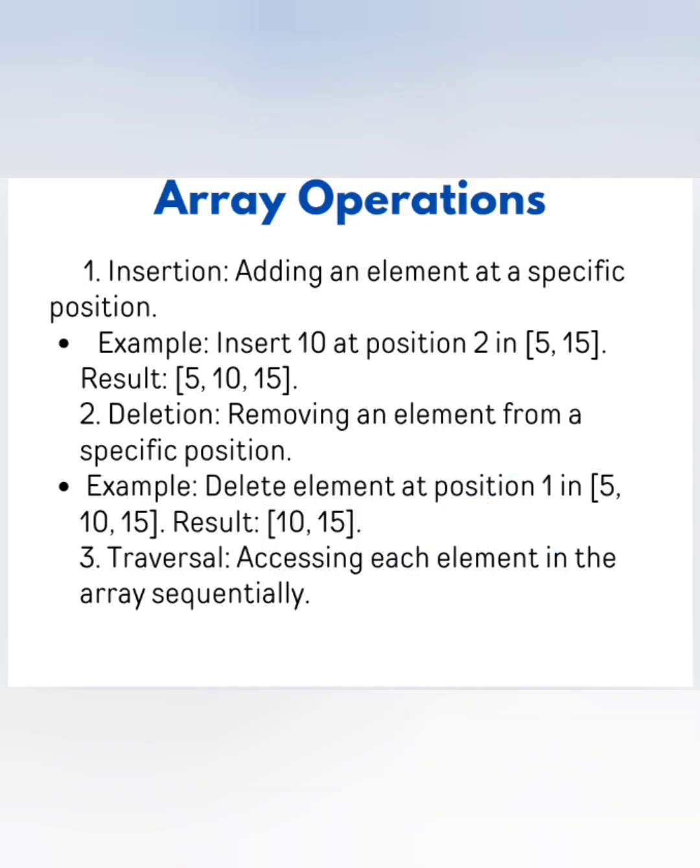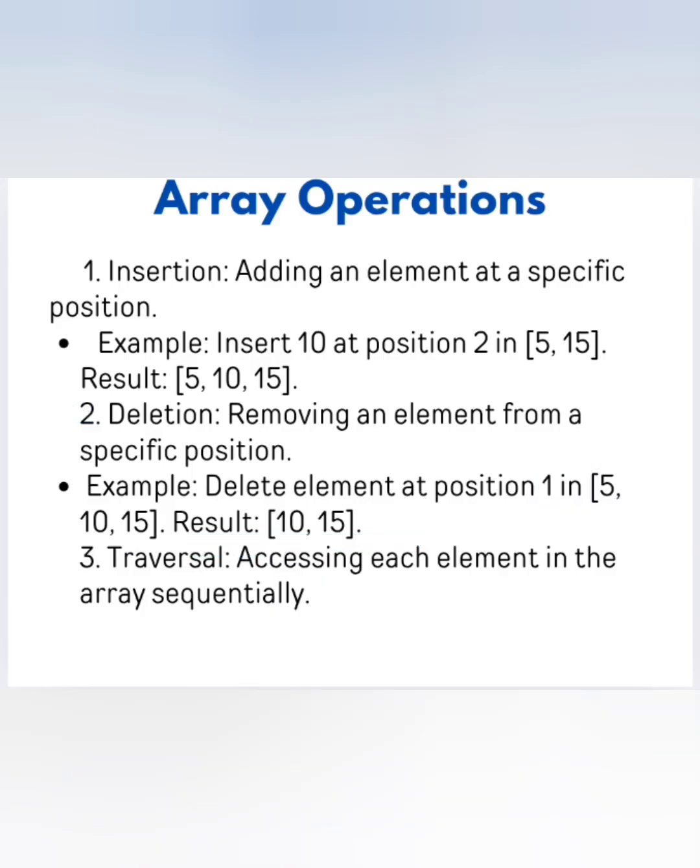The next operation that we perform on a data structure is the deletion operation. It is used to remove an element from a specific position. If we want to remove an element from an array data structure at a specific position, we use the deletion operation. So in this, 5, 10 and 15 are the array elements, and we have to remove the first element, 5, from the array. The result we get is 10 and 15. So the deletion operation is basically used for removing an element from a specific position.